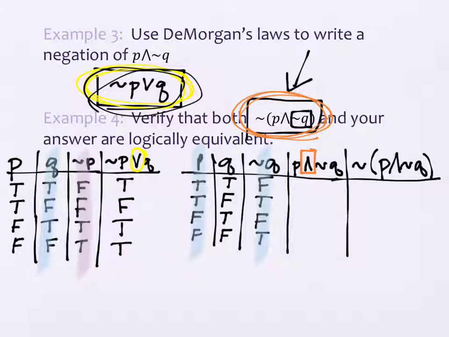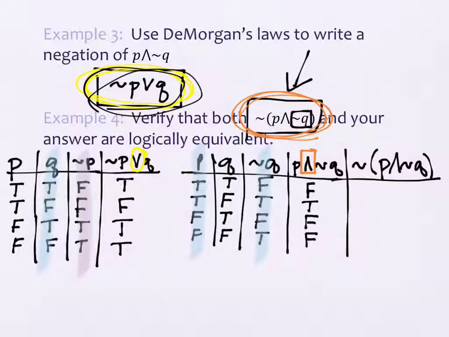So on my first row, I have true, false, which would be false. Second row, I have true, true, which would be true. Third row, I have false, false, which would be false. And then the fourth row, I have false, true, which would be false. Good job.